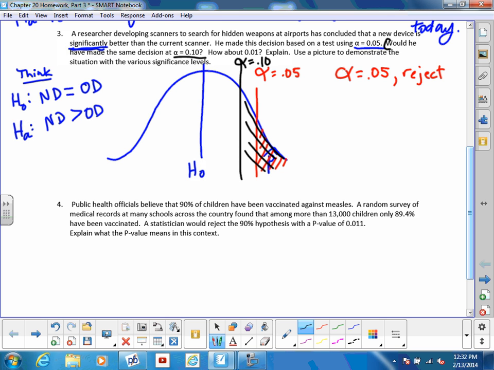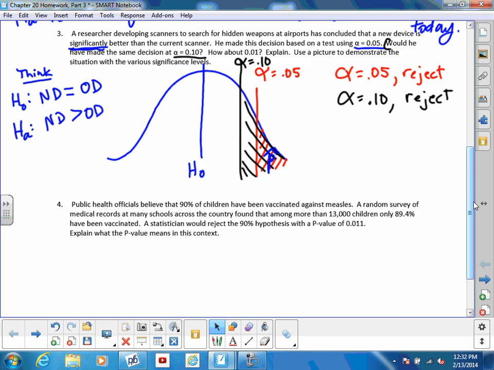So question, at an alpha of 10%, what decision would have been made? You would still reject. Because do you see that that sample is still in the rejection region? Here it is. It is in the red rejection. It's definitely in the black rejection region.